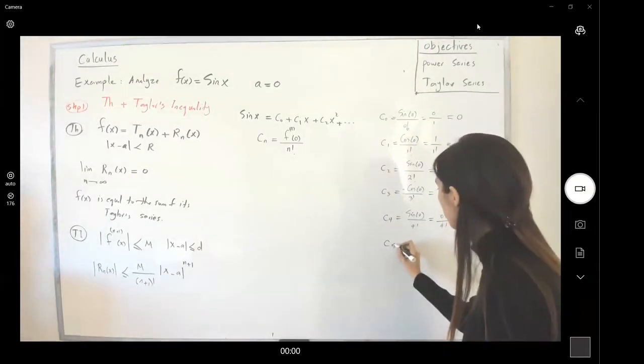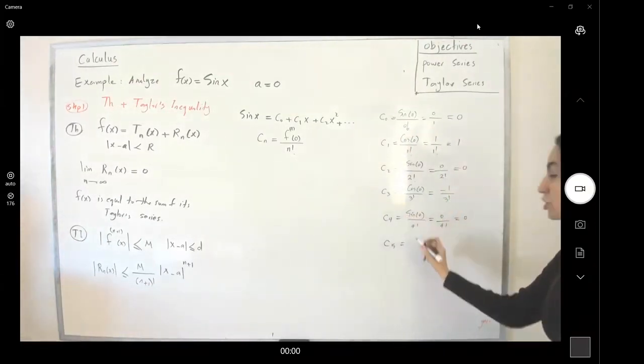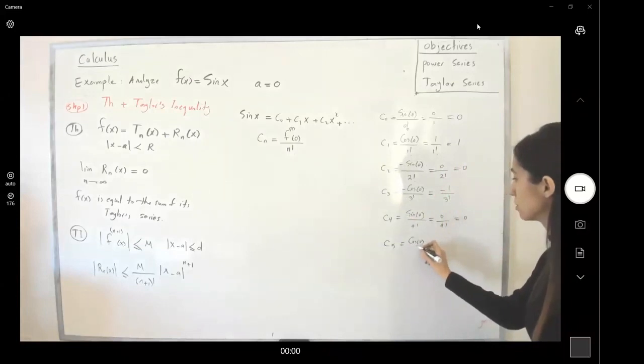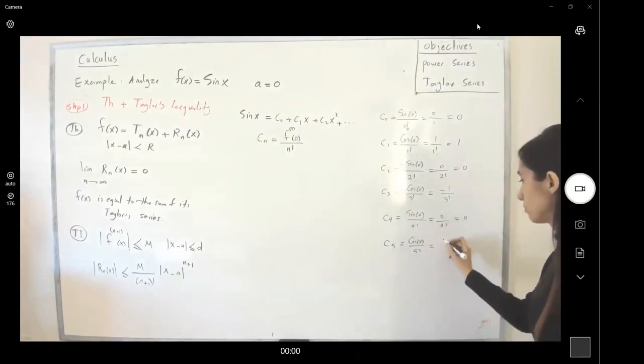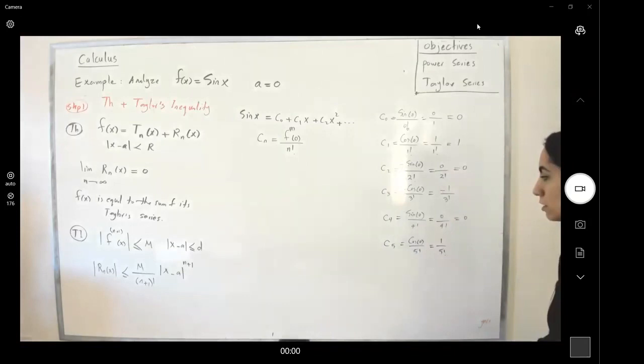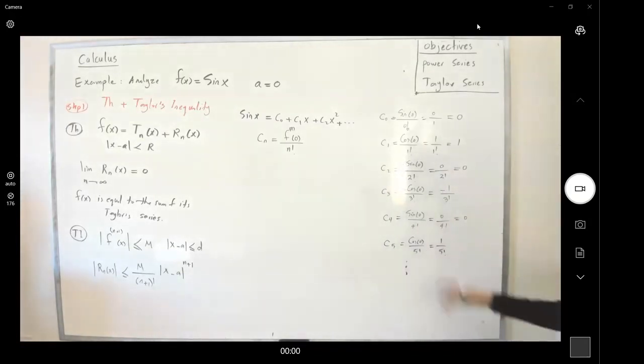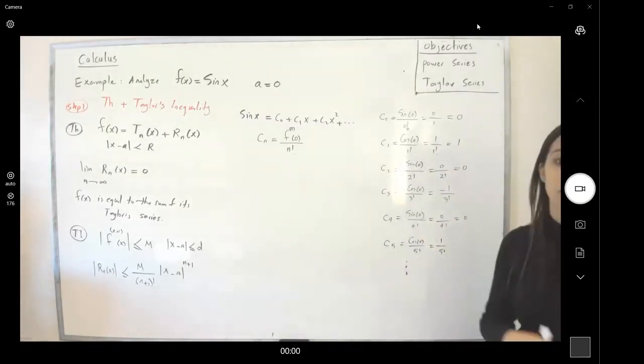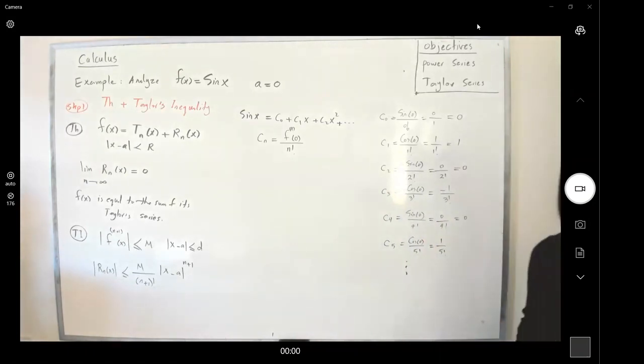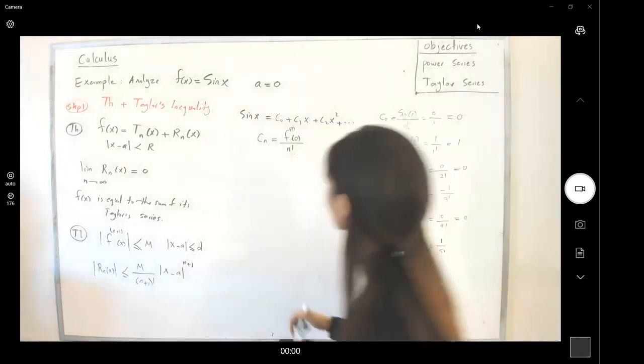Let us find C sub 5. C sub 5 is the derivative of sine, which is cosine. Cosine of 0 divided by 5 factorial, and we have 1 over 5 factorial. And we can continue this process. We expect C sub 6 to be 0, C sub 7 to be negative 1 over 7 factorial, and the rest.